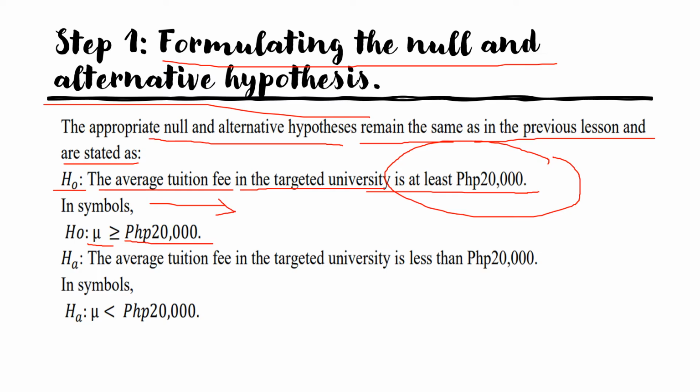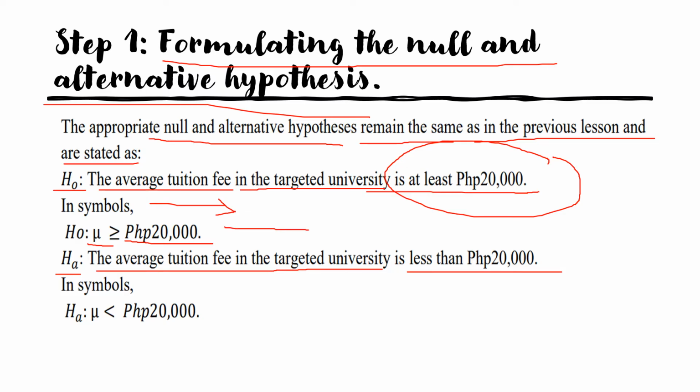So that will be the smallest amount that we can assume as a value of your average tuition fee. So it can be greater than 20,000 pesos and it can be equal to 20,000 pesos. Now, with your alternative hypothesis, we always said that your alternative hypothesis is totally opposite of your null hypothesis. Then now, the average tuition fee in the targeted university is less than 20,000 pesos.